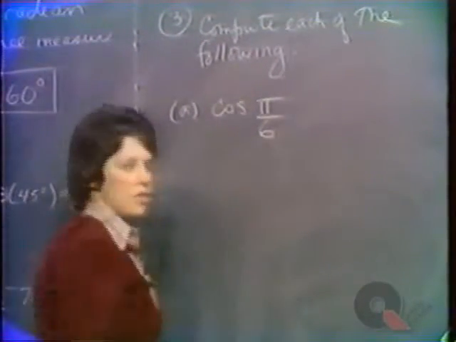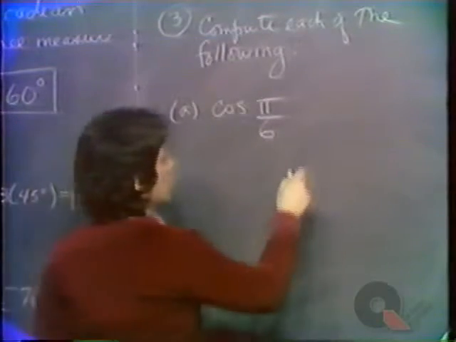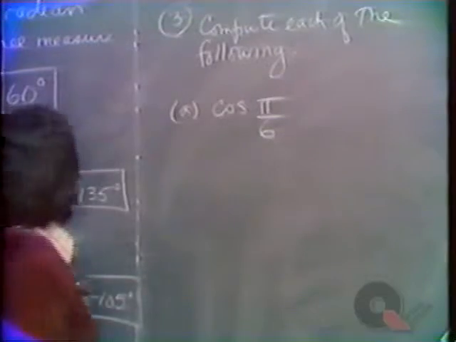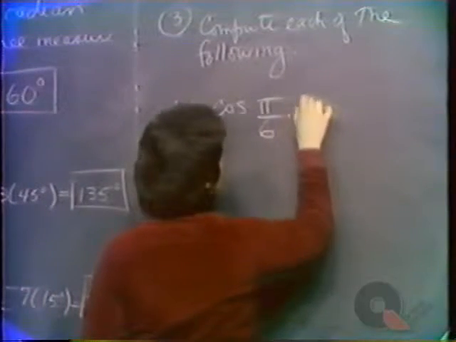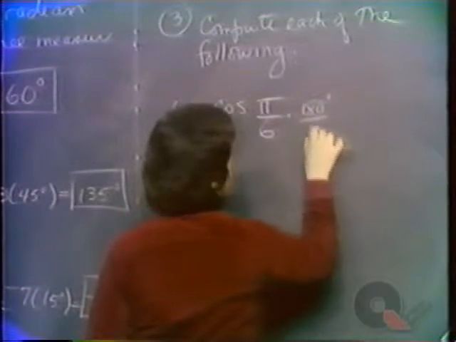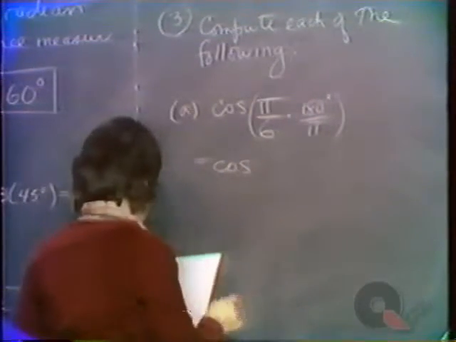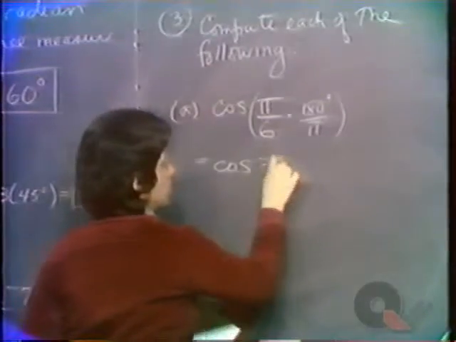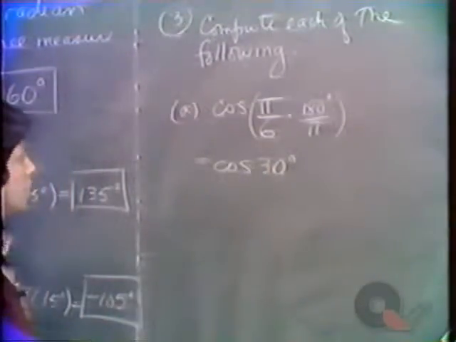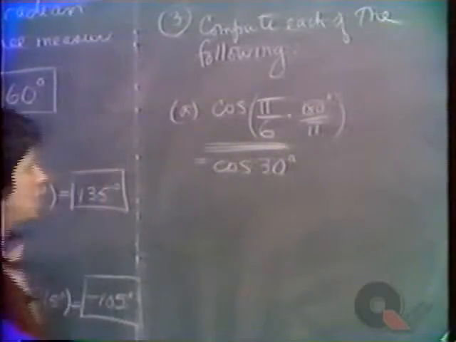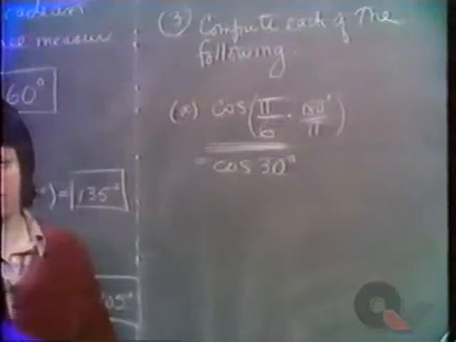Cosine pi over 6. Okay, it might be helpful to get the degree measure here so that we know what we're talking about. To find the equivalent of pi over 6 radians, we of course multiply by 180 degrees over pi, and we see that this is the cosine of 30 degrees. Okay, it was cosine of pi over 6. This is what you were given. We multiplied by 180 degrees over pi to see this is equivalent to cosine of 30 degrees.